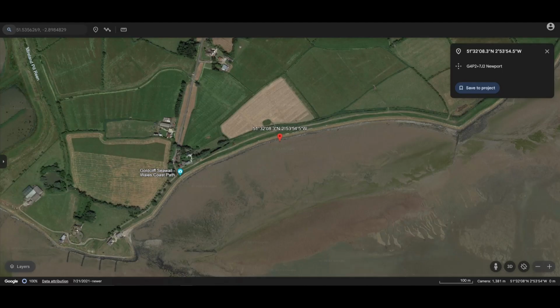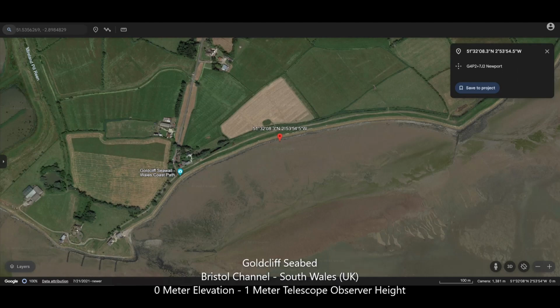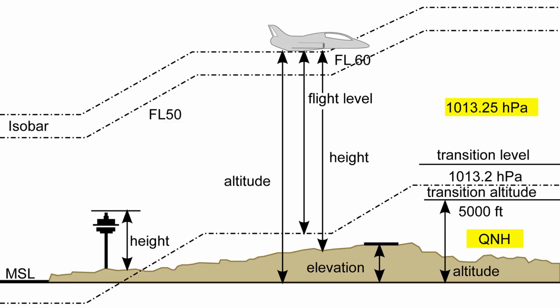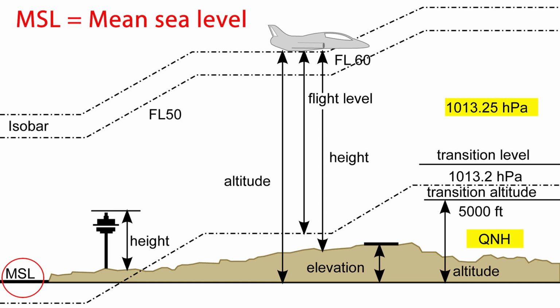First, he established his location. And here he claims that he has 0 meters elevation. Elevation over what? All elevations on maps are measured from mean sea level.